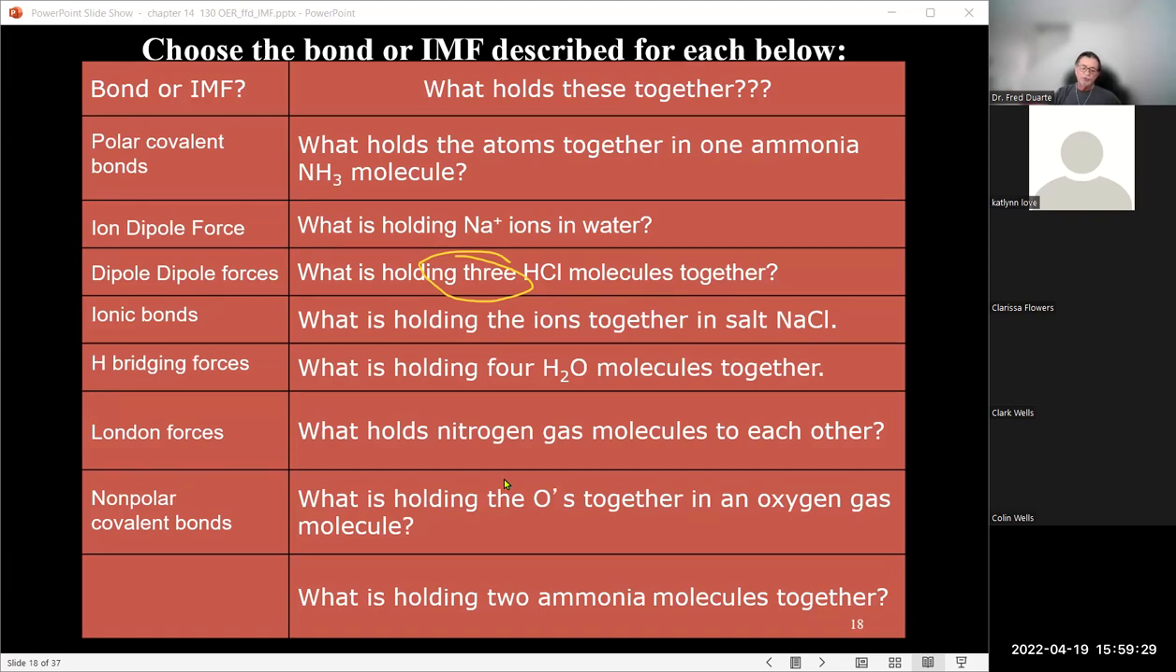And then what is holding 2 ammonia molecules together? I'm hoping by now, hopefully we've done ammonia numerous times. The formula for ammonia is NH3, which tells you that it is a dipole-dipole. However, we've got hydrogen bonded to nitrogen. So therefore, it has to be hydrogen bridging. Okay? Hydrogen bridging. Again, I repeat, we have nitrogen bonded to 3 hydrogens, 2 lone pairs. So that's why that's hydrogen bridging.